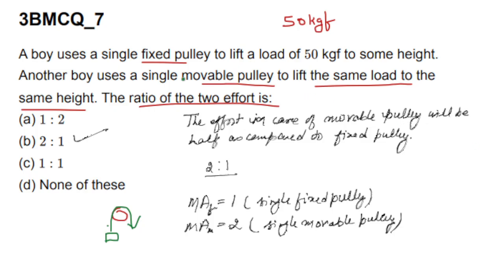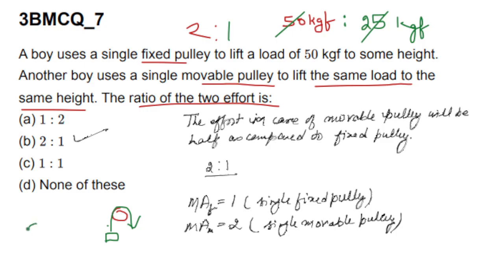Let's see the other one. The other person is moving with the movable pulley that has a mechanical advantage of 2. So you only have to apply half the force. That is the advantage of a single movable pulley. What will be the ratio? Ratio will be 2:1. We can solve it like this, 25 into 2, so 2:1. So this will be the ratio.